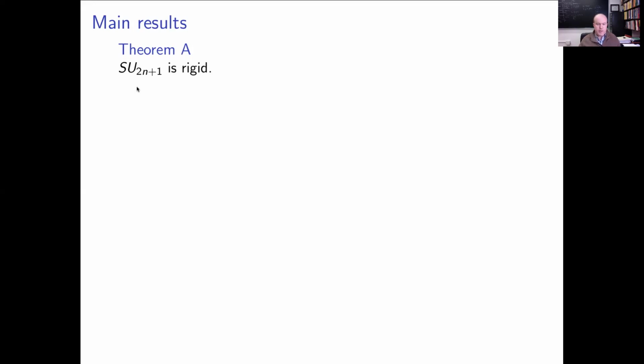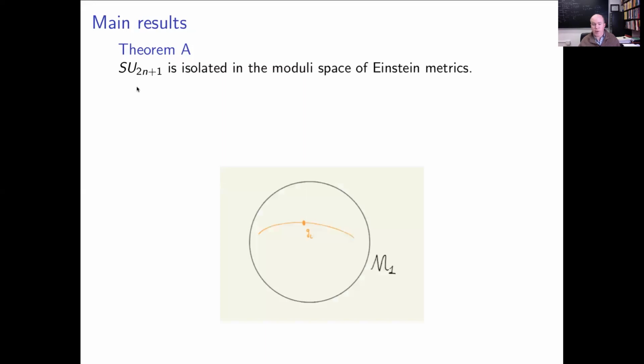Being rigid means that you can study the moduli space of Einstein metrics, and it's saying that it's isolated. In other words, there's no Einstein metric nearby, in a sufficiently small neighborhood. So here, for example, we have the moduli space of Einstein metrics of volume 1, and the question you're interested in studying rigidity is: here's your Einstein metric. Can you construct a curve of Einstein metrics passing through that point? Okay, so the answer is no for this symmetric space.